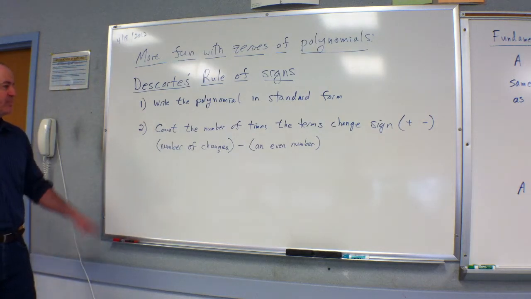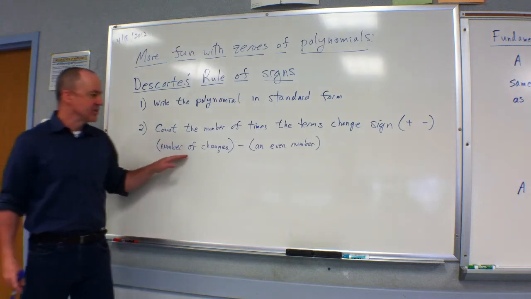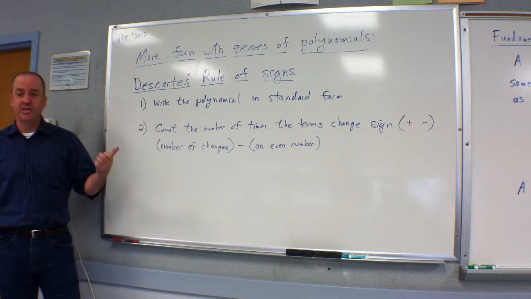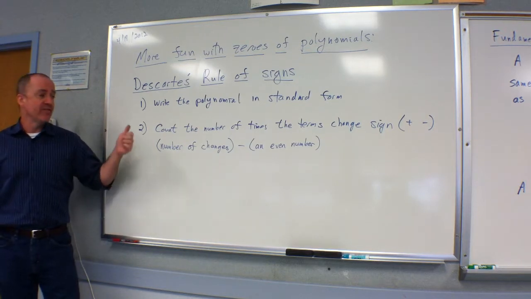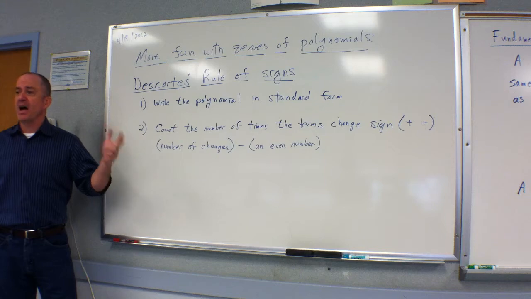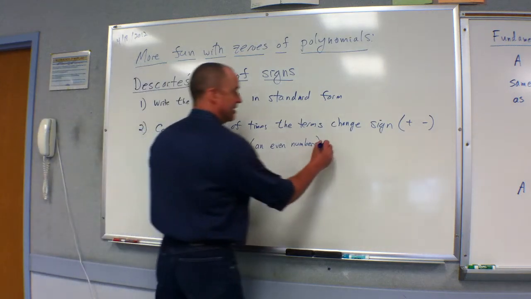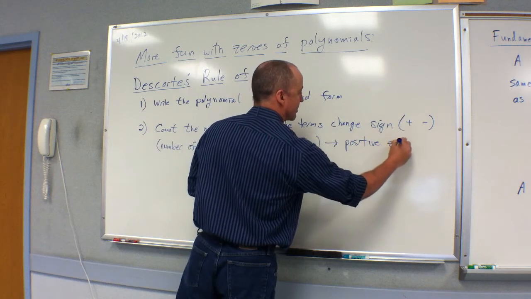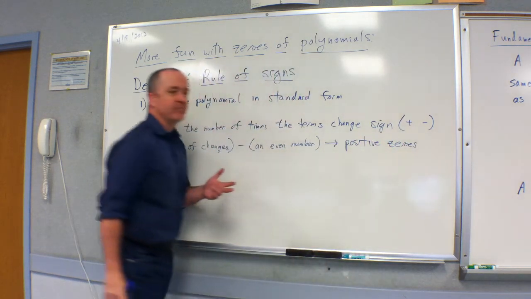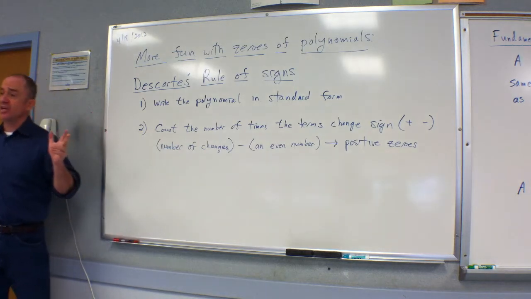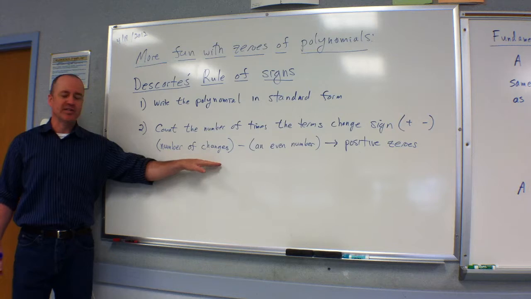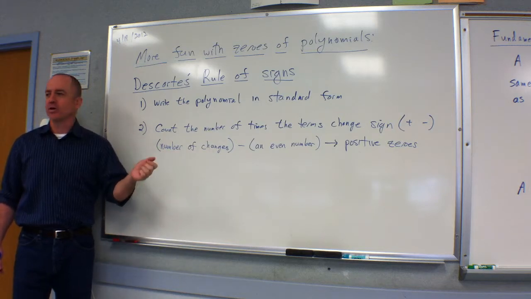Wait, any even number? Well, yeah, see, that's the thing. Let's say the signs change 5 times. Then you either have 5, 3, or 1 positive zeros. And this gets you just your positive zeros. So if you get 5 sign changes, you know you have 5, 3, or 1 positive zeros.